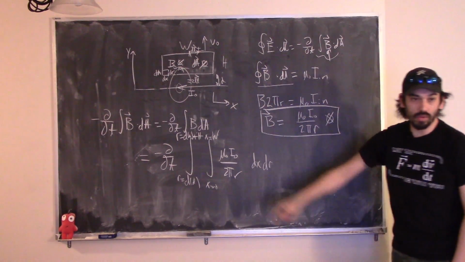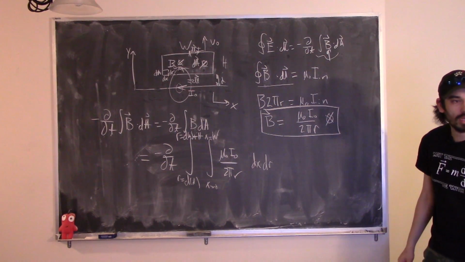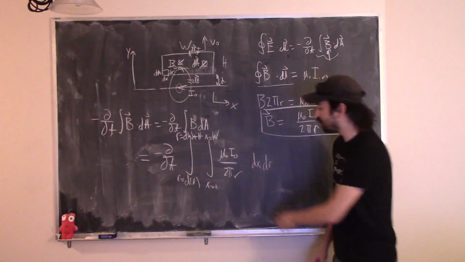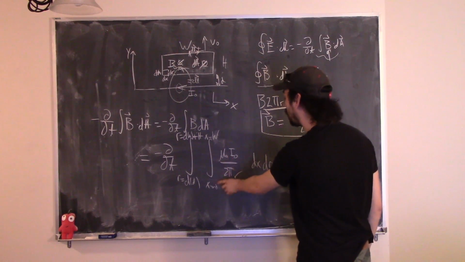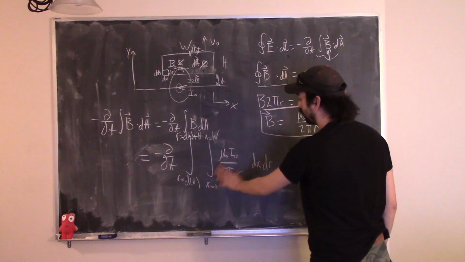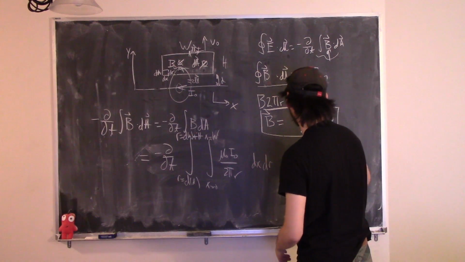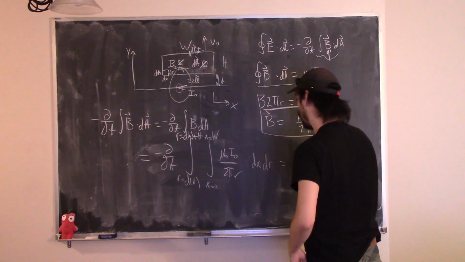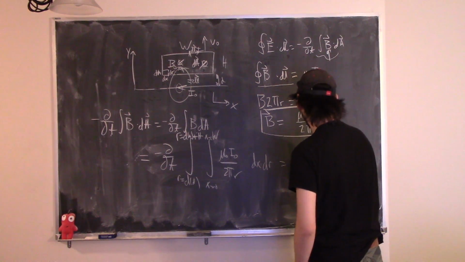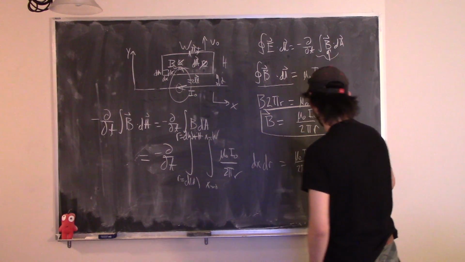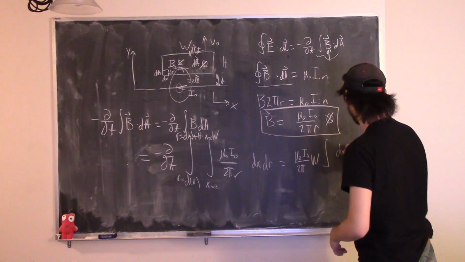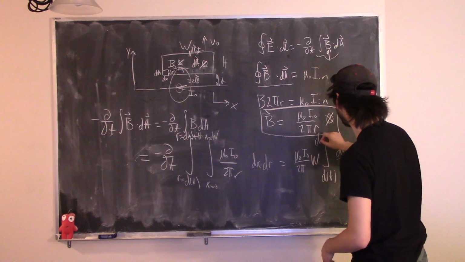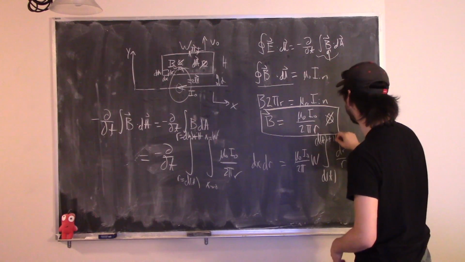Okay. So we can start by evaluating the integral over x. There's no x dependency here at all. And so that means when I do this integral, I'm just going to get a w out front. So this is going to be equal to, let's pull out everything that's a constant: mu naught I naught divided by 2 pi times w times the integral of dr over r from d as a function of time to d as a function of time plus h.